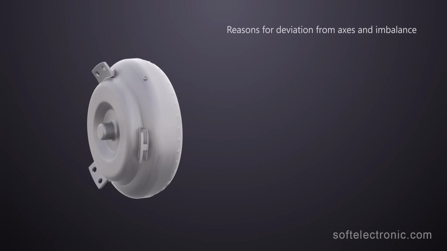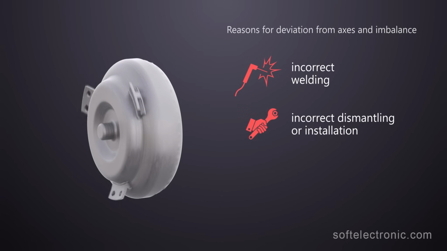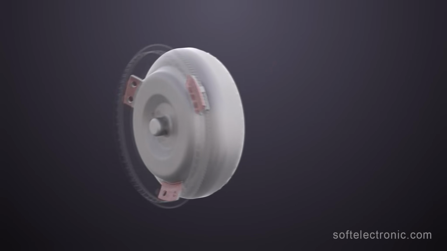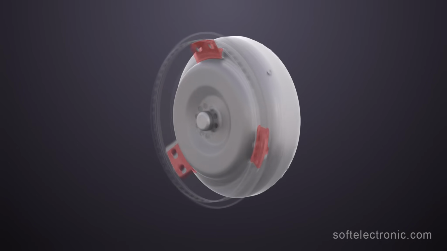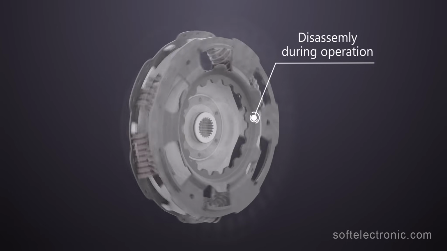Deviation from the axis of rotation or imbalance can happen by previous incorrect welding, incorrect dismantling or installation, as well as by incorrect transportation. Vibration and improper mounting can detach the carrier plates from the torque converter housing, which can result in serious damage. There are also cases where, due to untimely or poor repair, the damper can be disassembled and the gearbox may be blocked.